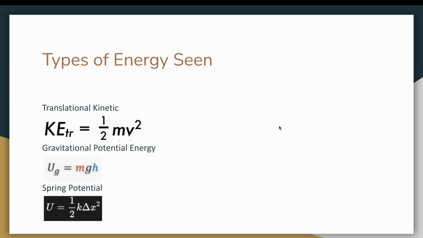And the types of energy we'll be seeing with the experiment we will follow are translational kinetic, which you can see in the following formula, gravitational potential, which you can see in that formula, and the spring potential.